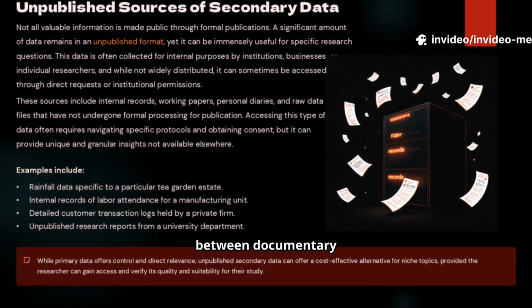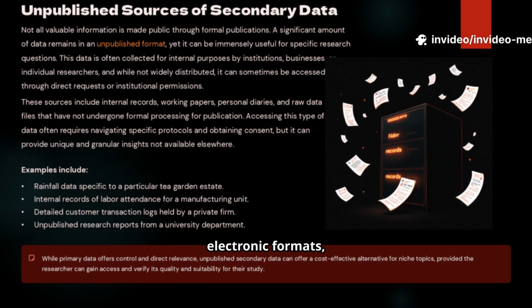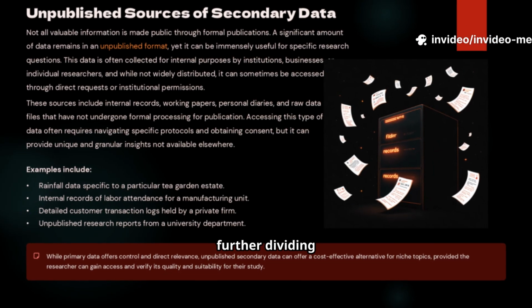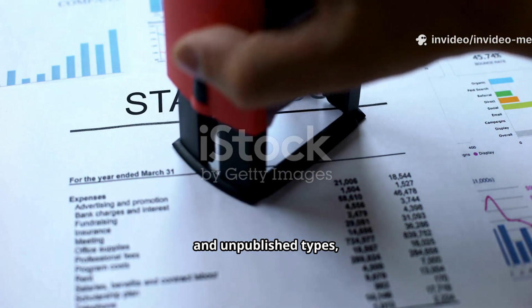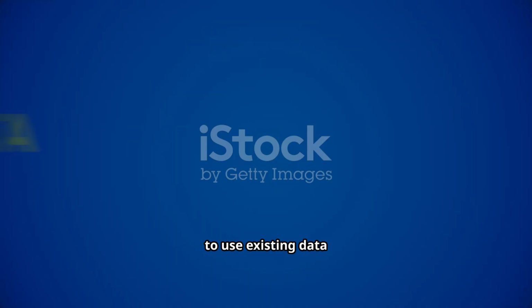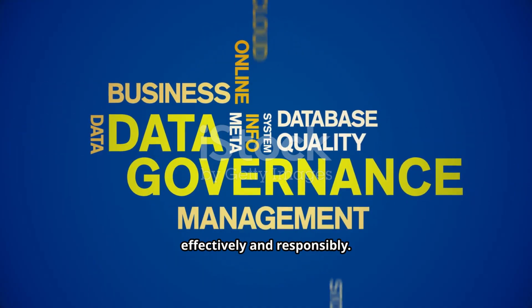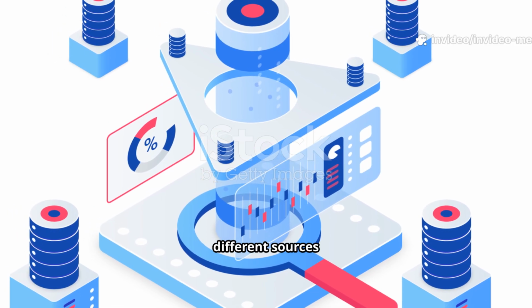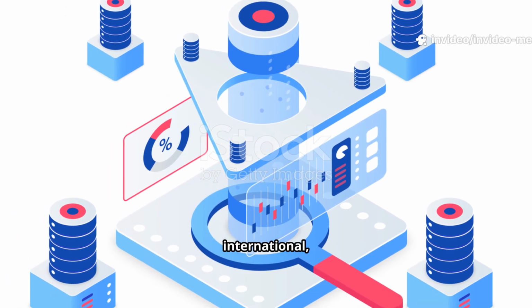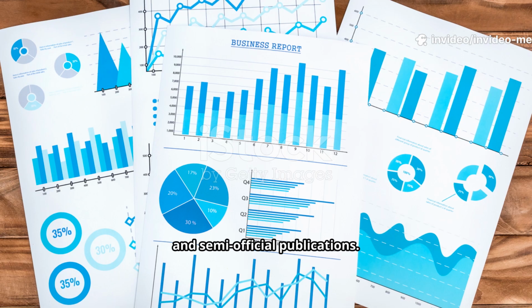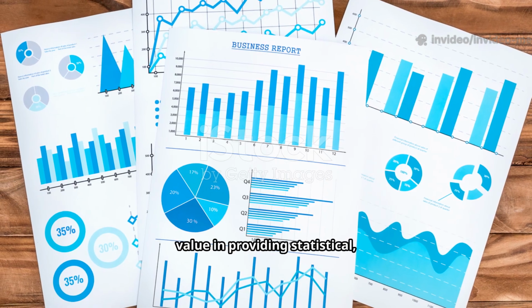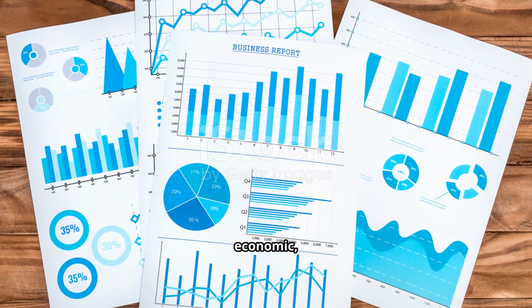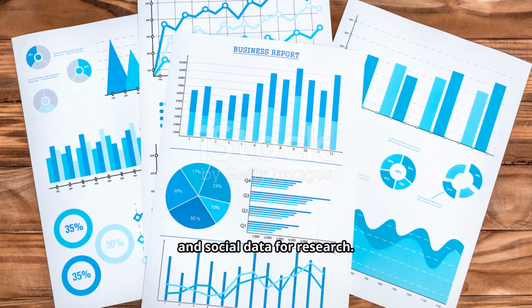It distinguishes between documentary, paper, and electronic formats, further dividing them into published and unpublished types, guiding researchers to use existing data effectively and responsibly. The published secondary data are collected from different sources such as government, international, and semi-official publications. It highlights their value in providing statistical, economic, and social data for research.